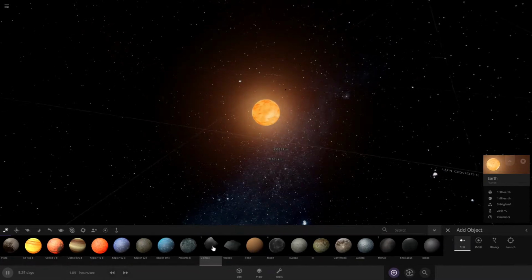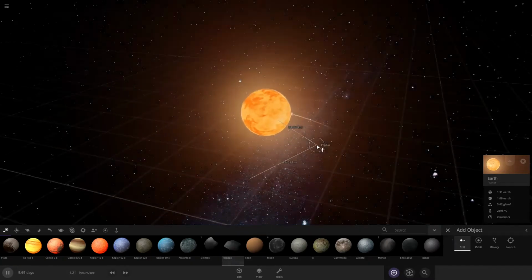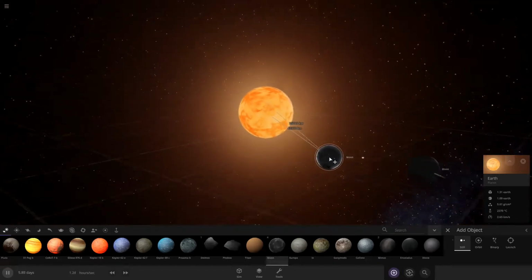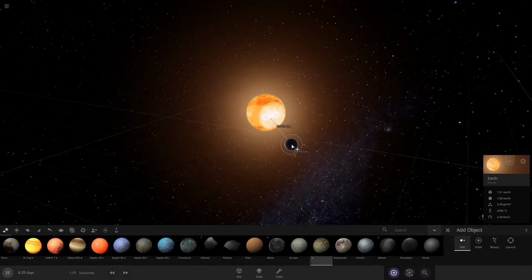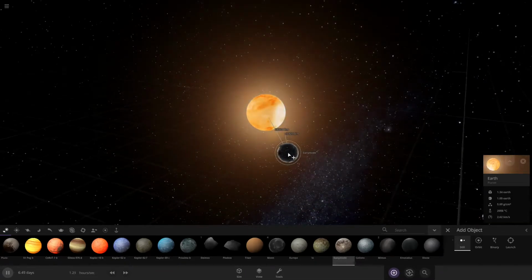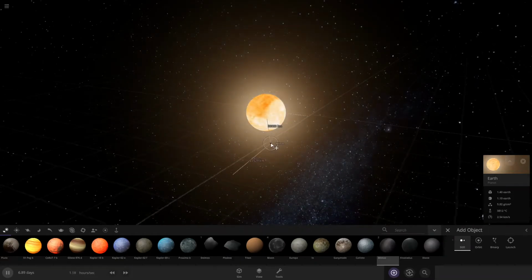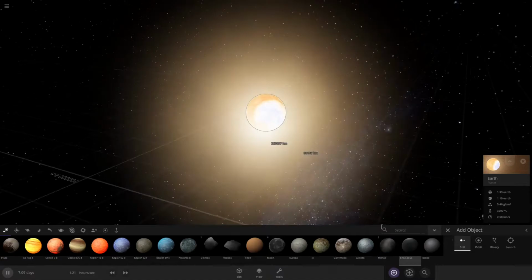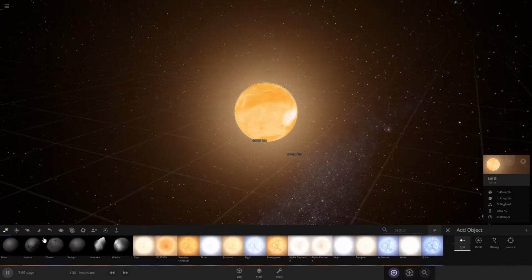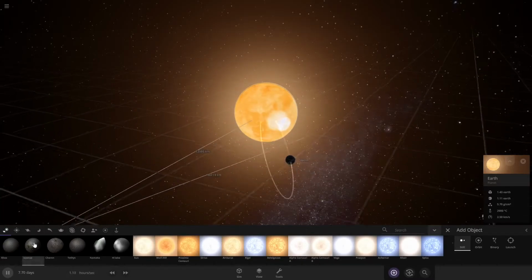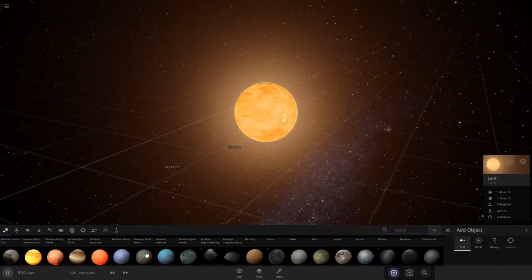Alright, next up, we could add the moons. So here's Mars's moons, Deimos and Phobos, I believe that's what it's called. And then let's add our moon. And then Europa, Io, Ganymede, I have no clue how to say that. Callisto, Mimas. Oh yeah, I forgot Titan. Hold on. There we go. These may be Pluto's moons, I forget. This one. I believe these are moons. Not positive.